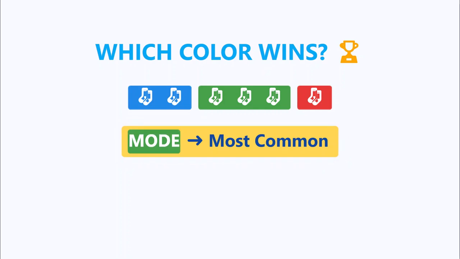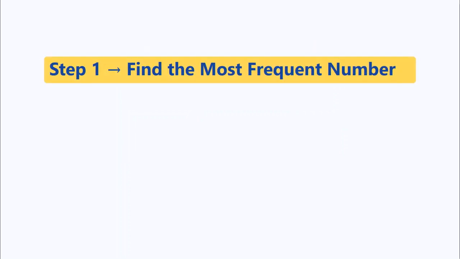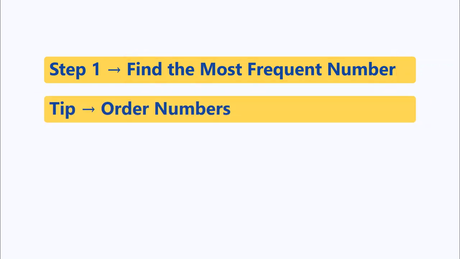It's the easiest number to find among all the averages. To find the mode, we follow one simple step. Look for the number that appears the most. Sometimes, putting the numbers in order from smallest to biggest helps us see it clearly. This most popular number is our mode.